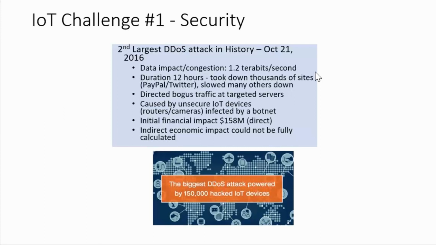So again, this was the way a typical DDoS attack works. The initial impact was 158 million, and they could not fully calculate it. They were still calculating 3-4 years later after this happened, so they gave up. It was well over $1 billion in indirect impact, right? You think about it, the 158 million is nothing. I mean, it's not nothing. It's a lot of money, but compared to the indirect economic impact downstream, it's immeasurable, right? So huge impact.